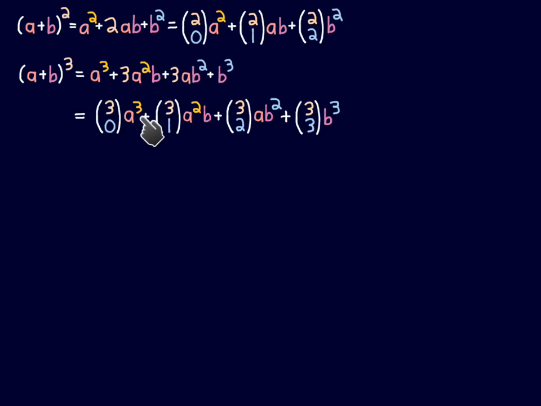Notice also, each one of these terms has 3 factors other than the binomial coefficient. It has, right, AAA, AAB, ABB, and BBB. 3. Why 3? Because it's cubed. Where was that? Right there. It's cubed.